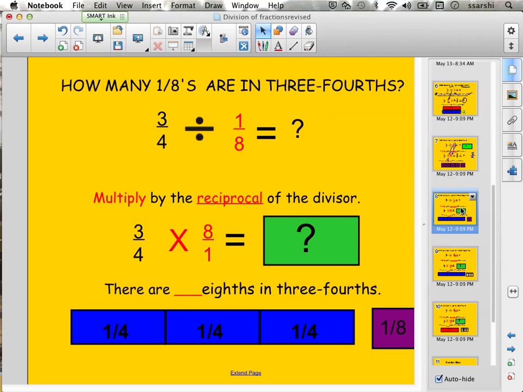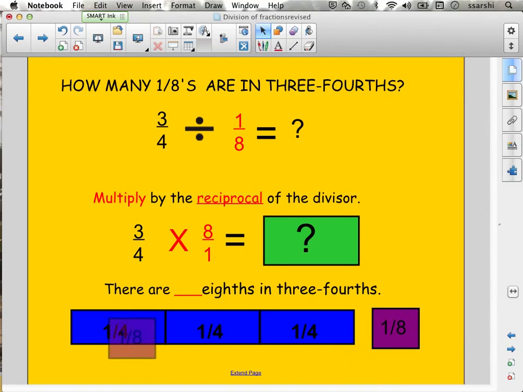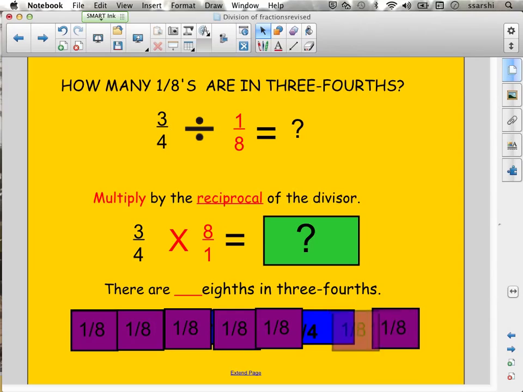Another problem. 3/4 divided by 1/8 equals how much? I'm going to give you a minute. You're going to take 3/4, turn it into a multiplication problem by multiplying by the reciprocal of 1/8. How many eighths does it take to cover 3/4? If I take the pieces, I can see it's 1, 2, 3, 4, 5. I get 6 when I do it with the strips.